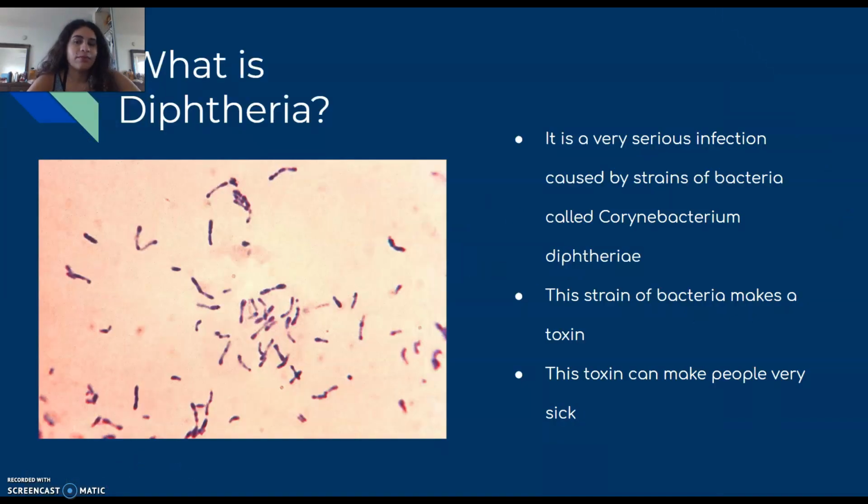So, what is diphtheria? It is a very serious infection caused by strains of bacteria called Corynebacterium diphtheriae. This strain of bacteria makes a toxin. This toxin can make people very sick because it spreads throughout the rest of your body.